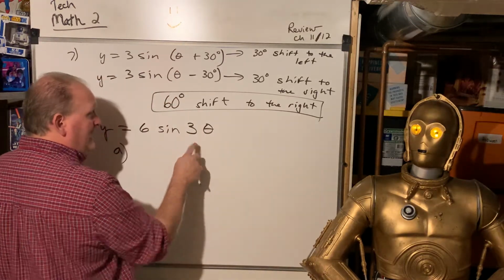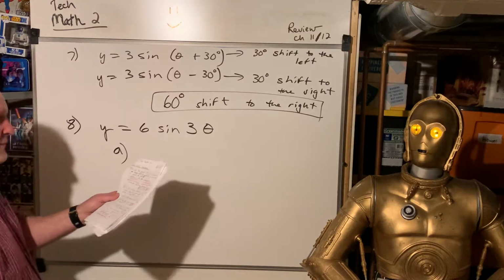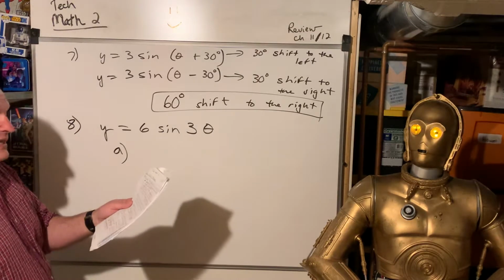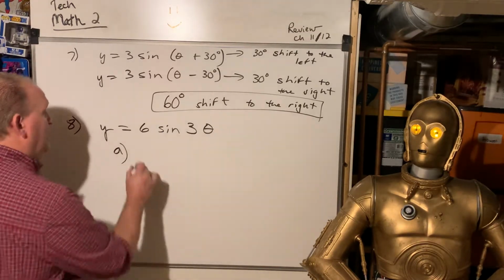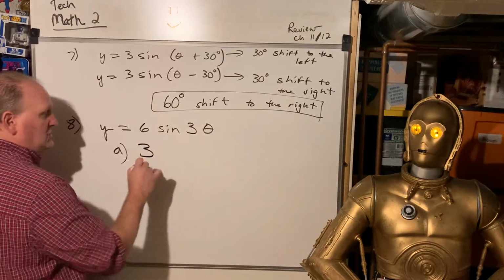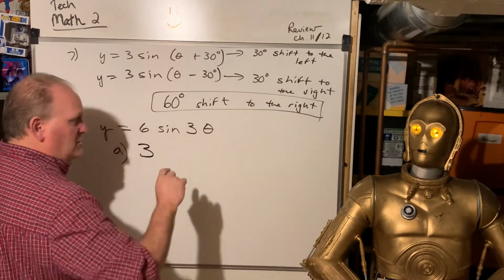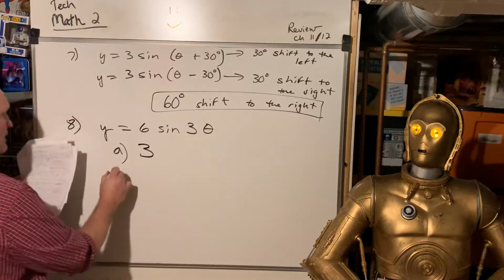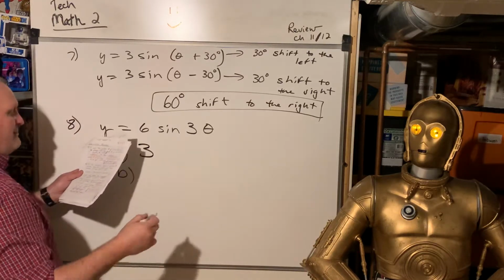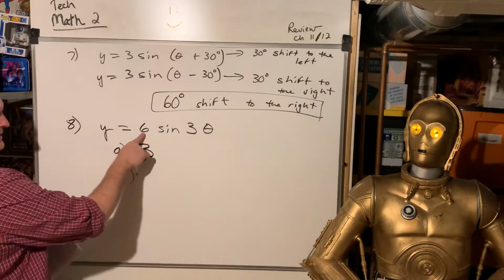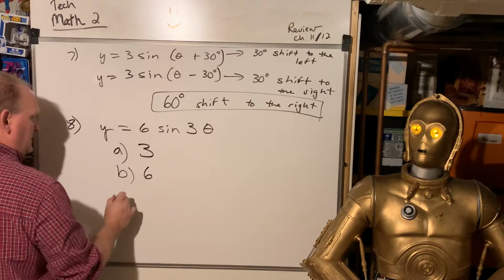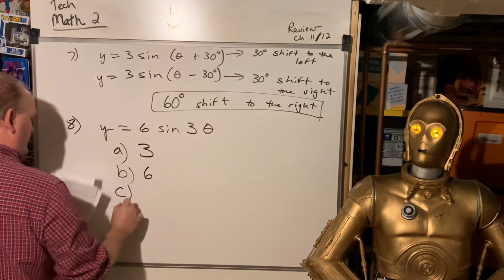So we wouldn't divide anything, because the first question says, how many basic cycles are there between 0 and 360? That is 3. So there's 3 crammed in there instead of just the 1 normal sine wave. All right. What is the max value? That's back to the amplitude. So 6 would be the max value.